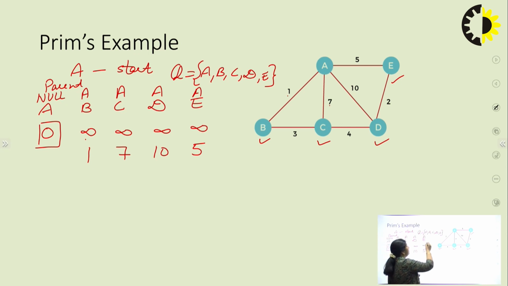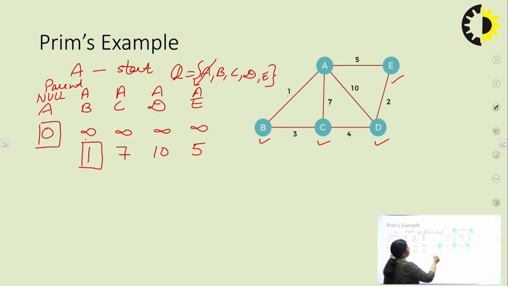What has been done? A is deleted. What is the second step? We'll go on doing this until the queue is empty. In the queue, we have all these values: B, C, D, E. So we'll select the minimum among these, that is B. So what is selected next? That is B. Now, we will see the neighbors of B.